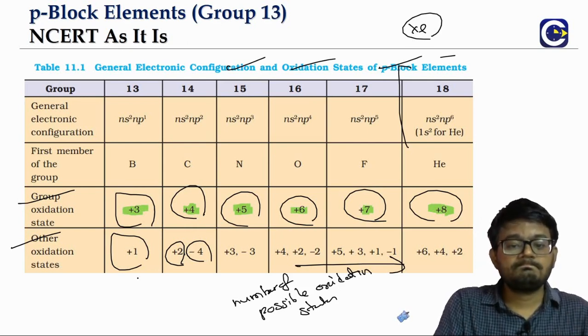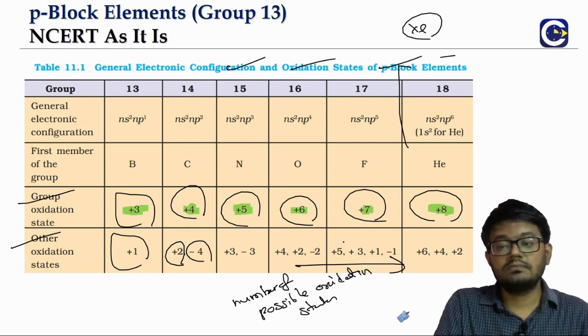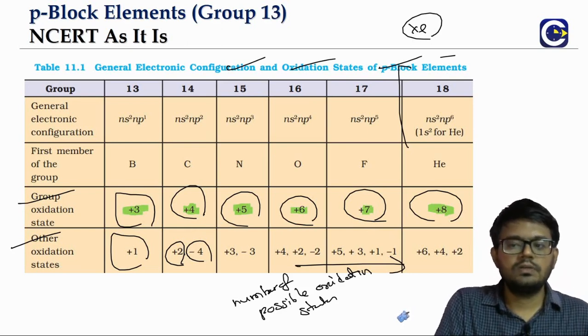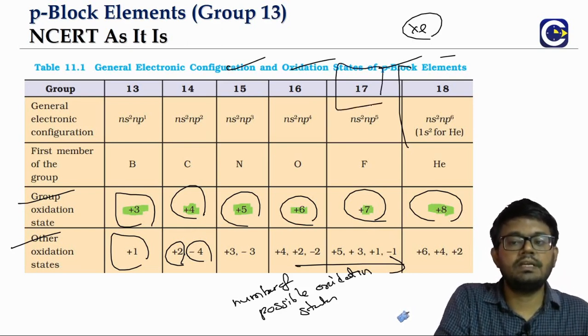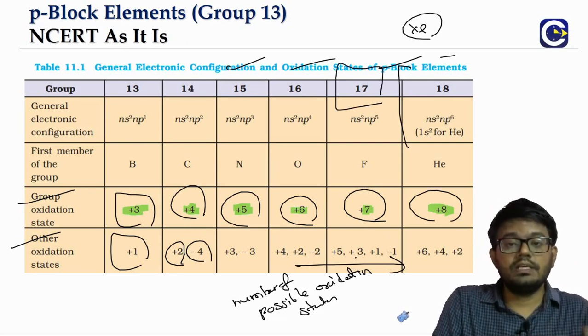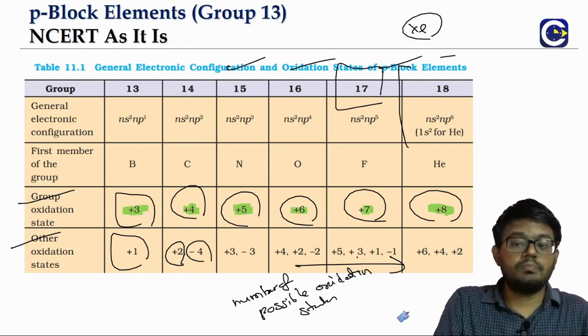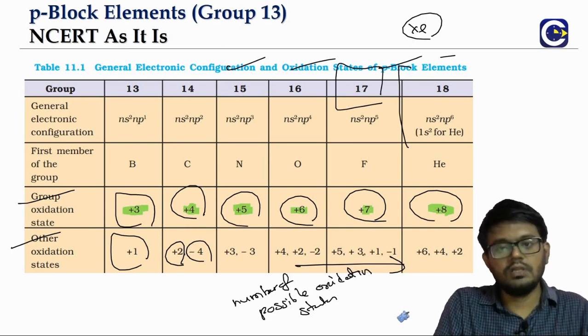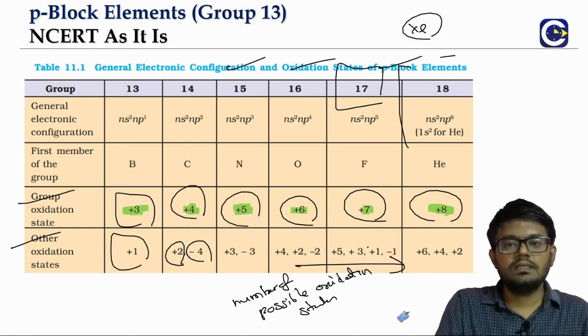You can see 13th we have what? +3, +1. As you go to the 17th, you can see here 17th can show what? +7. They can show +5, +3, +1, and -1. So when we study the 17th group elements, we will see examples of all the compounds where they can show +7, they can show +5, all that we will analyze in the 17th group.